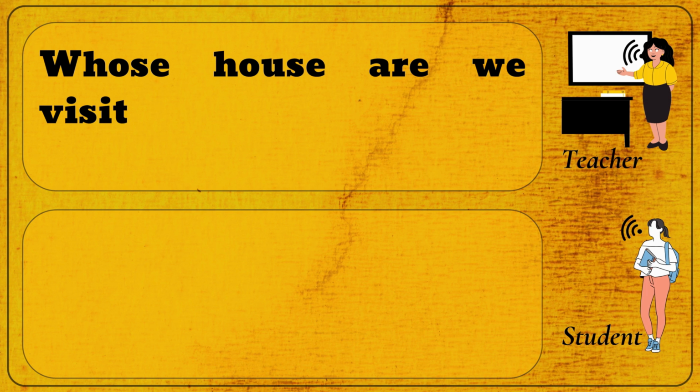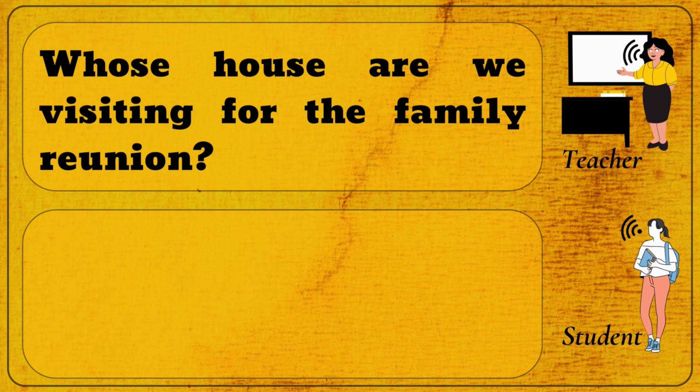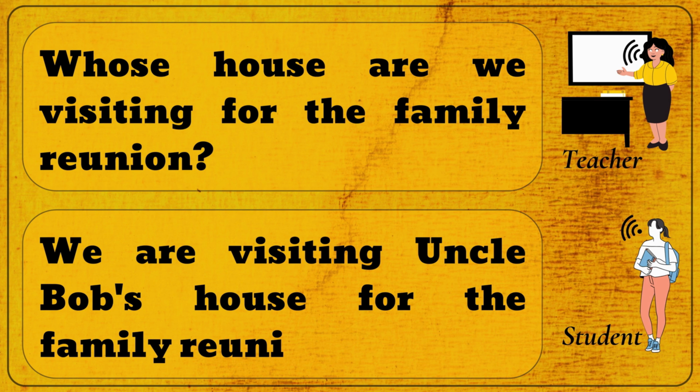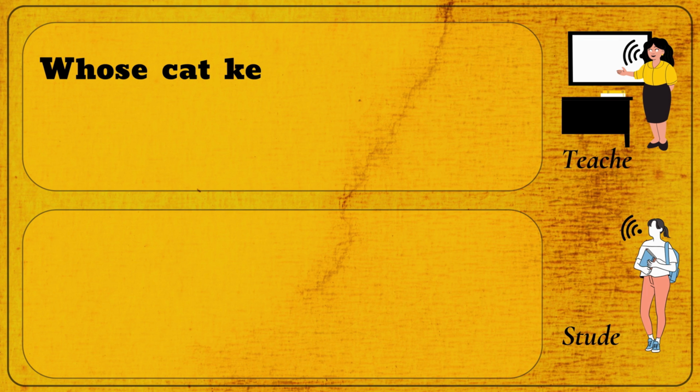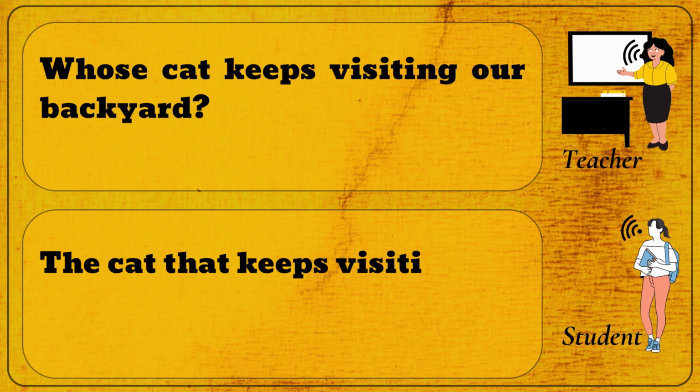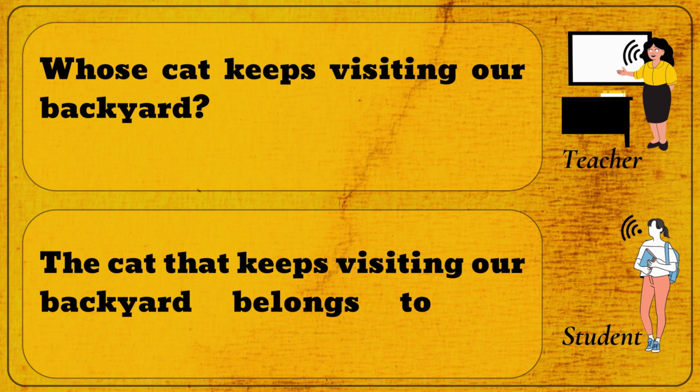Whose house are we visiting for the family reunion? We are visiting Uncle Bob's house for the family reunion. Whose cat keeps visiting our backyard? The cat that keeps visiting our backyard belongs to our neighbor.